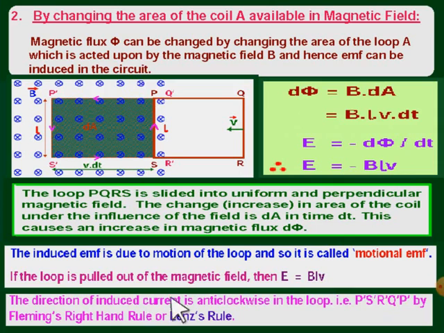So the direction of the induced current is anticlockwise in the loop, that is P prime, S prime, R prime, Q prime, by Fleming's right hand rule or Lenz's law. That means the direction of the current will be in this direction. Got it? P prime, S prime, R prime, Q prime, P prime, like that. It will be in the anticlockwise direction.